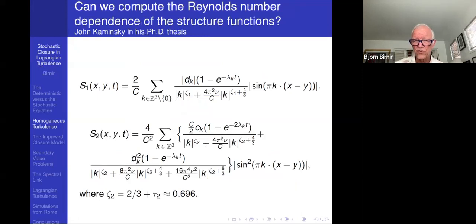This is what the structure functions look like. These are the first two. And I had a student, John Kaminsky, who was actually able to work out the Reynolds number dependence of the structure functions. You can see the viscosity in there, and that's where the Reynolds number dependence comes in. These are the first two structure functions, but you can write down a formula for all of them.